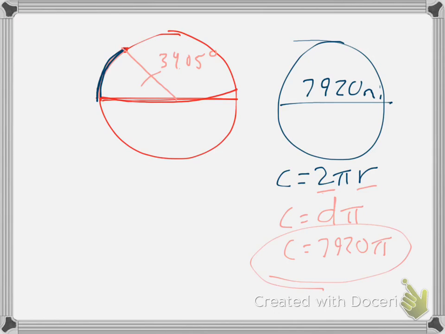If I told you I ate 25% of the candy that was here last Thursday, and there were 100 pieces of candy, how much did I eat? You ate 25 pieces. Okay? That's how we use this. It's 34.05 out of 360, and I multiply that percentage times the 7920 pi. That will tell me the exact distance between Los Angeles and the equator.